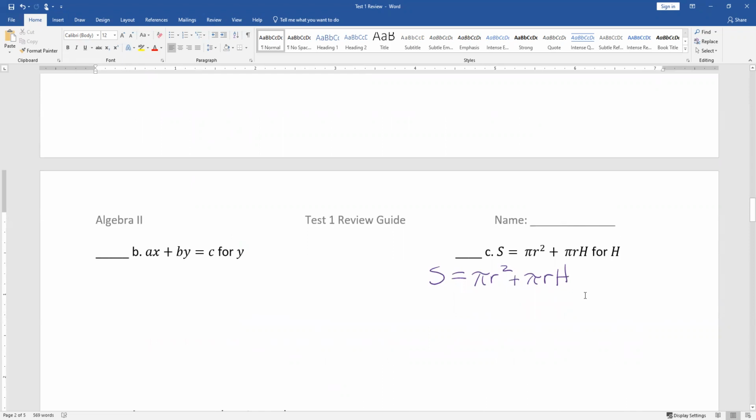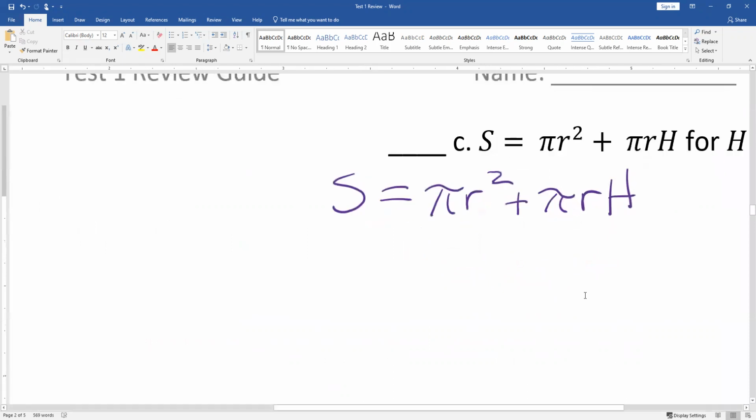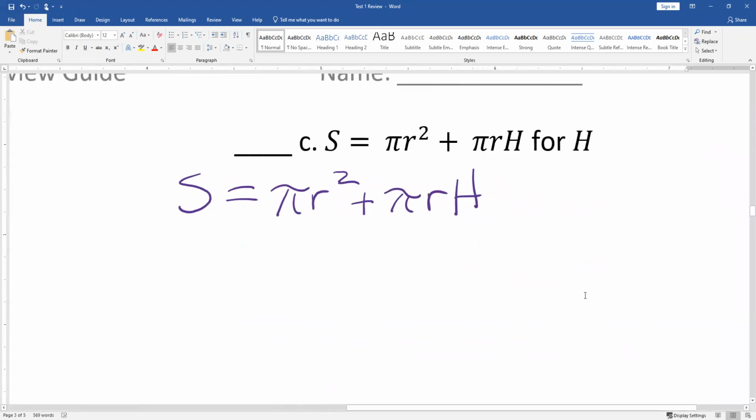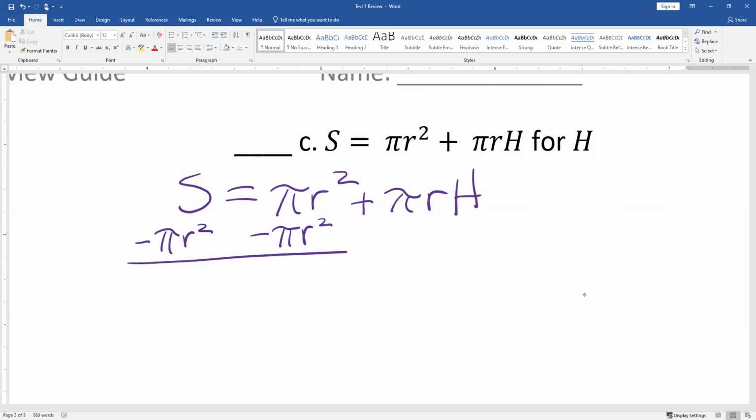Right, it's reverse order of operations. So instead of getting rid of the pi r that's being multiplied times h, we need to get rid of the addition. So we're going to subtract pi r squared from both sides. And when we do that, we end up with s minus pi r squared equals pi r times h.